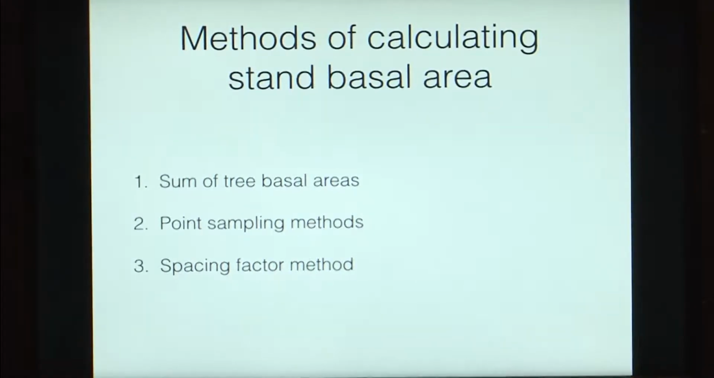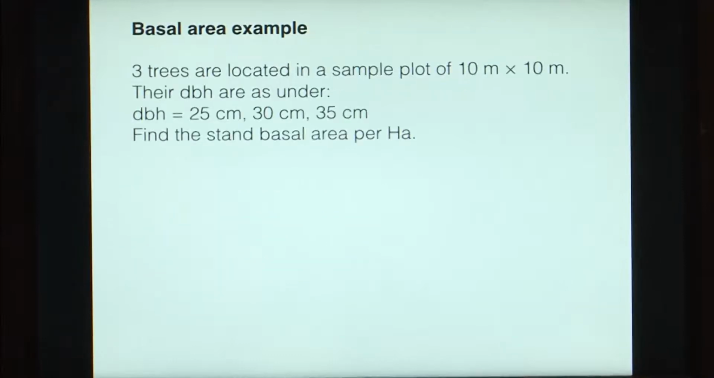So today we are going to see how we calculate the stand basal area as the sum of the tree basal areas. So let us look at an example. Here we have 3 trees located in a sample plot of 10 meters by 10 meters. Their diameters at breast height are given as 25 centimeters, 30 centimeters and 35 centimeters, and we are required to find out the stand basal area per hectare.